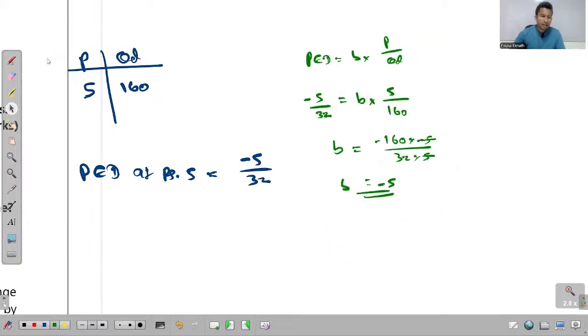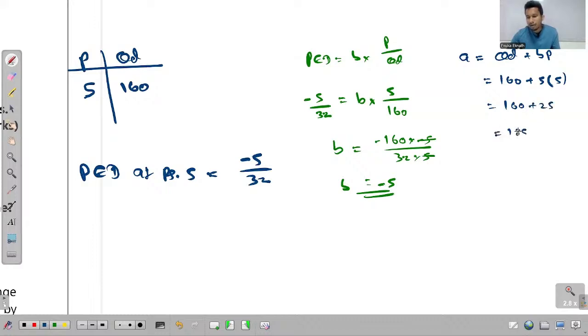We'll keep it here. And now we will calculate the value of A. This time to find A, we use this equation QD plus B times P. So QD, there is only one value for QD, which is 160. So it's 160 plus, this minus becomes plus here. 5 into P is also 5. So it's 160 plus 25. Answer is 185. We found A to be 185. We found B to be minus 5.